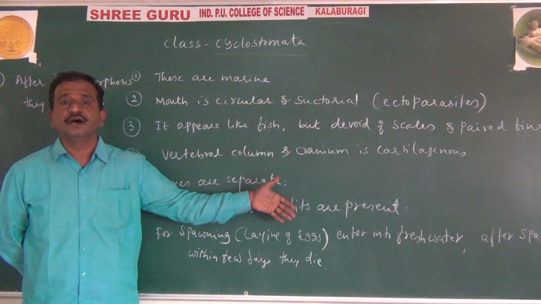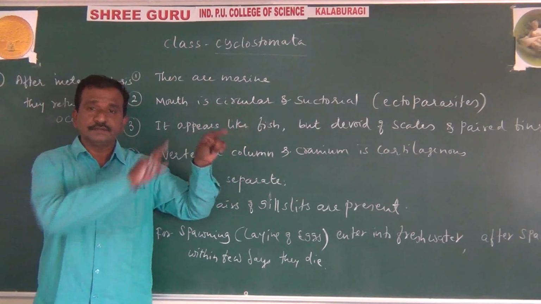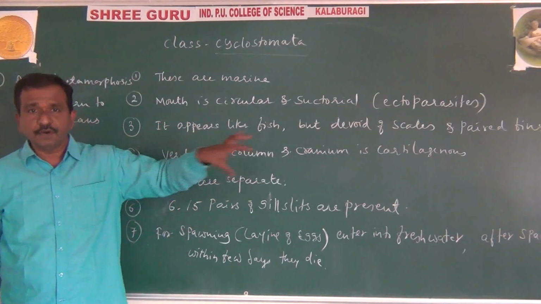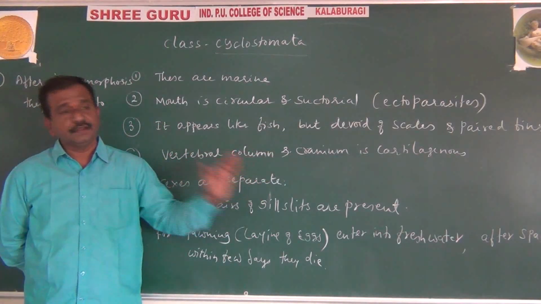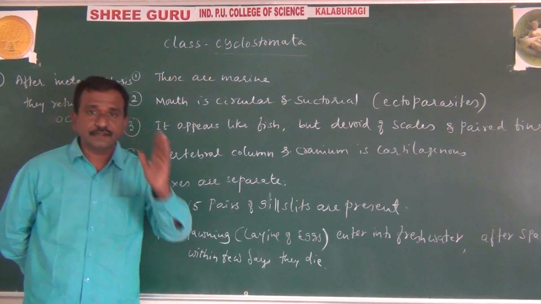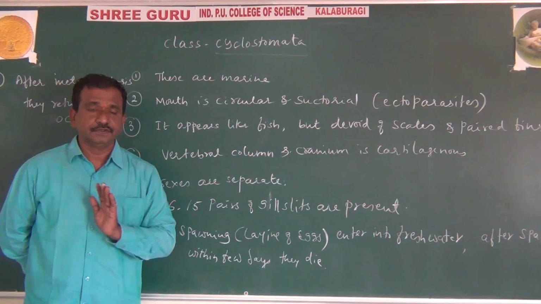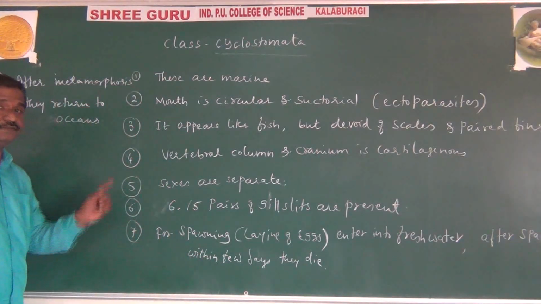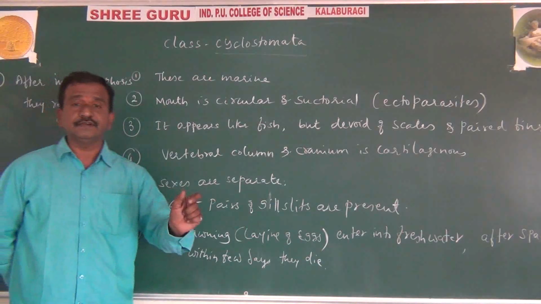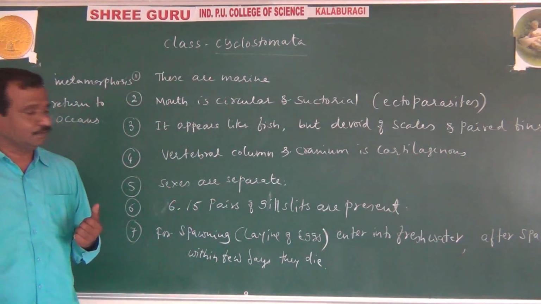Just as we keep saucers inside the house in a showcase, in the same way the gills are located inside, and that is considered as gill slits. Here, pharyngeal gill slits, the gill slits, are normally present in the pharynx region. That's why we say pharynx.